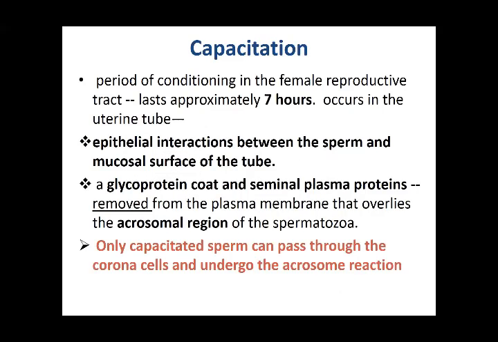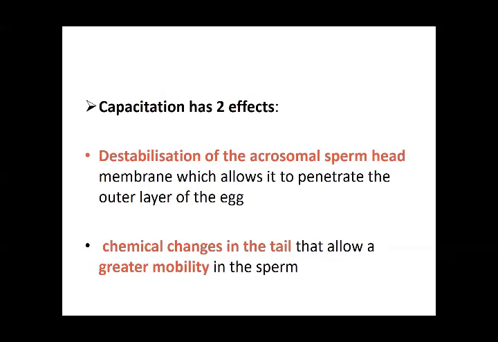This is a capacitated sperm which can pass through the corona cells and undergo the acrosomal reaction. So first is capacitation. The next step is the acrosomal reaction. Then next is the corona reaction, and then the zona reaction. There are different stages. What is the effect of capacitation?